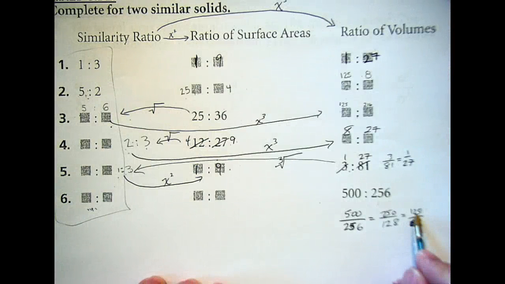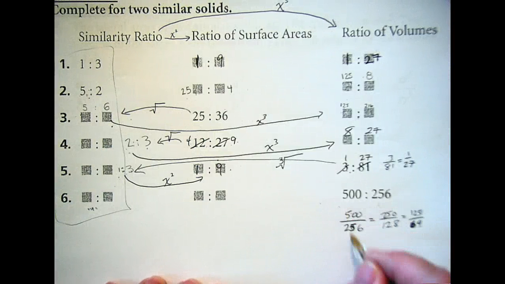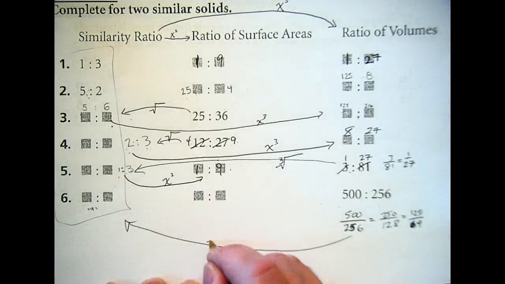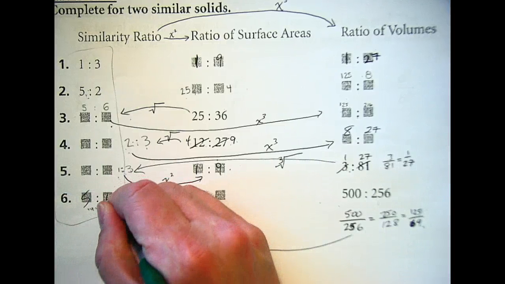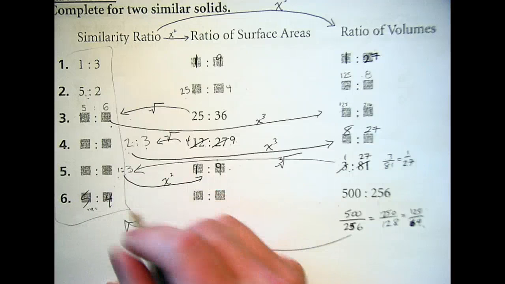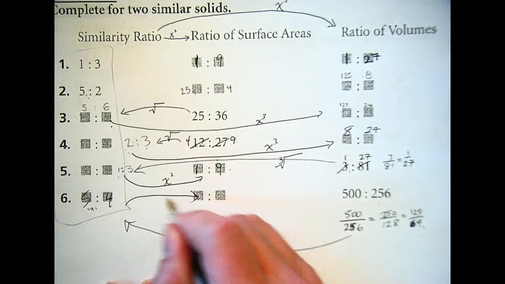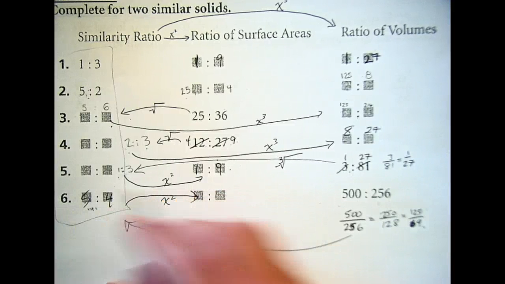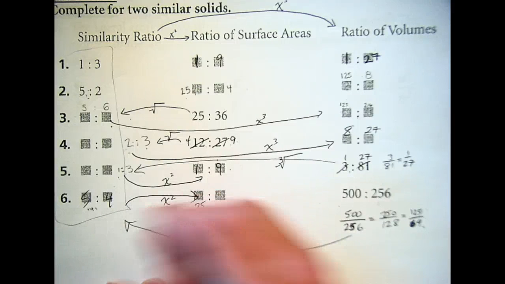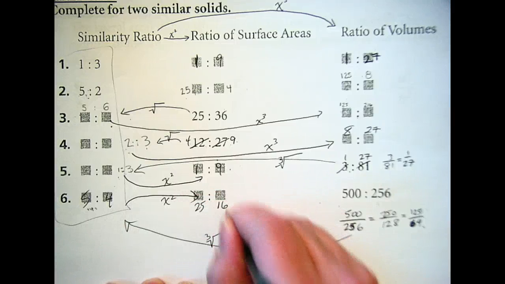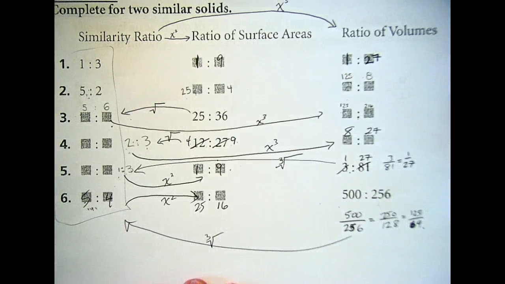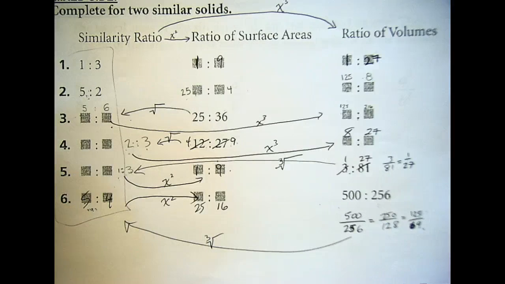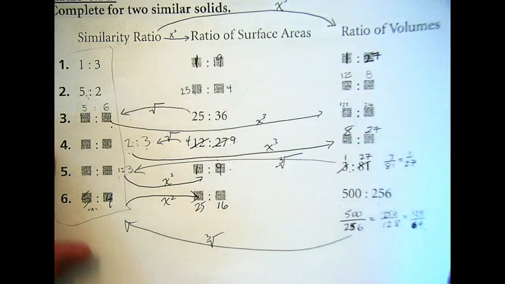So, the cubed root of 125 is 5. All right, that gives you 5. The cubed root of 64 is 4. Yep. And now we square it. And that gives us 25 to 16. All right. Okay, everyone rate themselves 1 to 5. Okay, very good. Any questions?